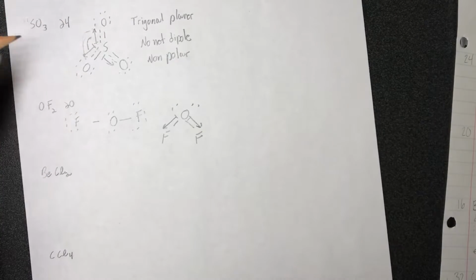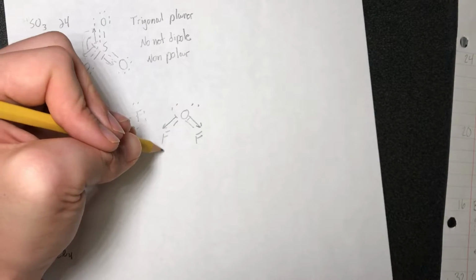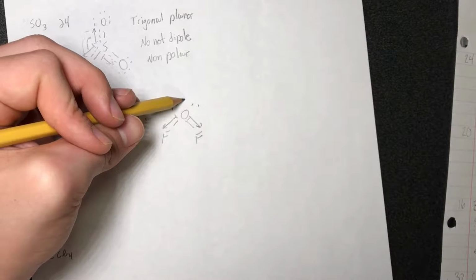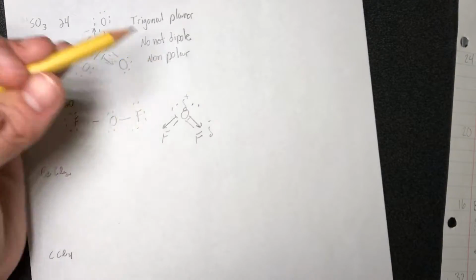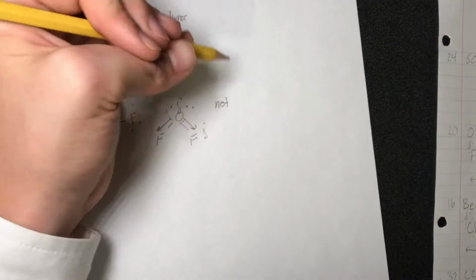So that's going to make a partial negative charge on these fluorines, and the oxygen's going to be positive. So you can do that little delta thing. And when you see that there are net dipoles, that's always going to mean it's a polar molecule.